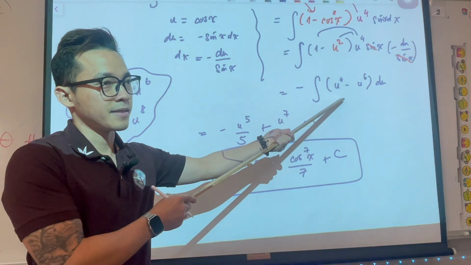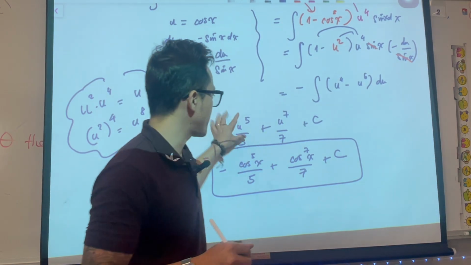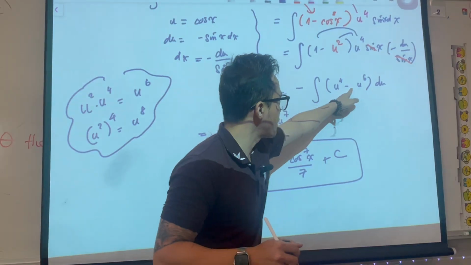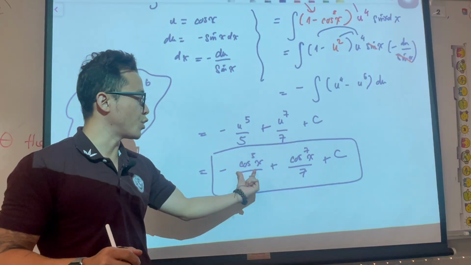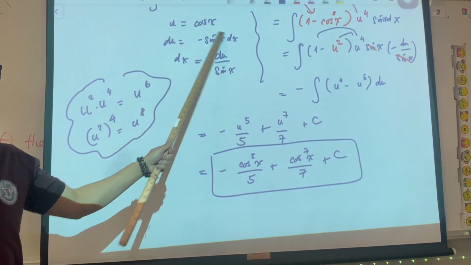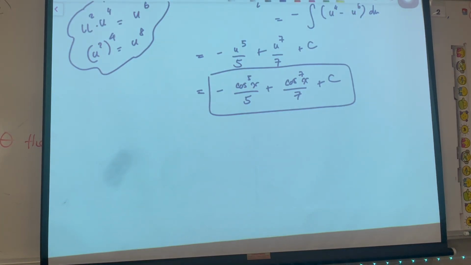And then you got this. And then I just take the integral. u^4 is u^5 over 5. u^6 is u^7 over 7. Distribute a negative. I have a negative here, negative becomes positive. And then replace the u back by cosine. You got this, right? Mister, this is still simple. Is this a trig integral? It's still a trig integral. I think you're good with this, okay? Can we move on?